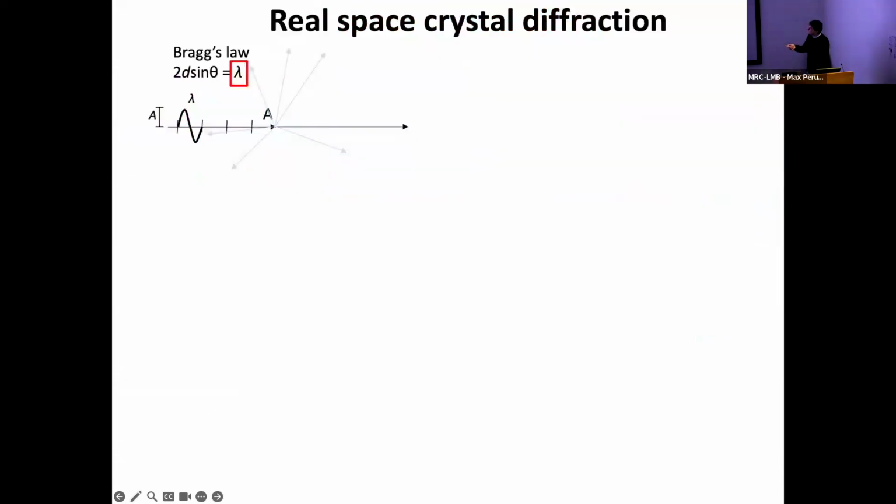So imagine you have a wave, an X-ray wave, of wavelength lambda. So these are all your equal wavelengths. And now you sit on the atom A. At this point, your atom will start to scatter the X-ray in all directions. Now let's consider if you have another atom at the distance d, that's our d, the distance between two atoms.